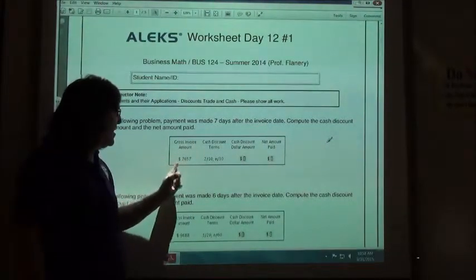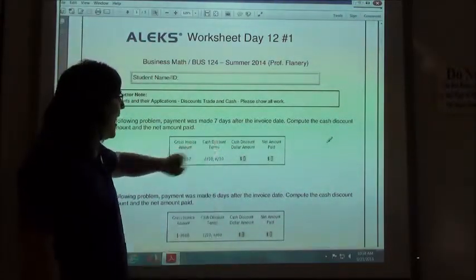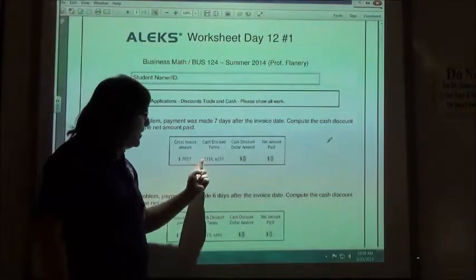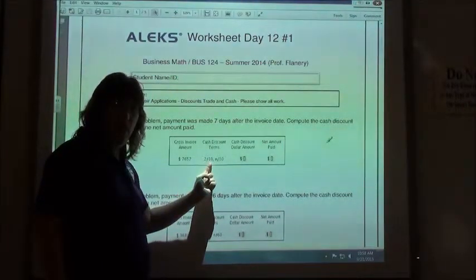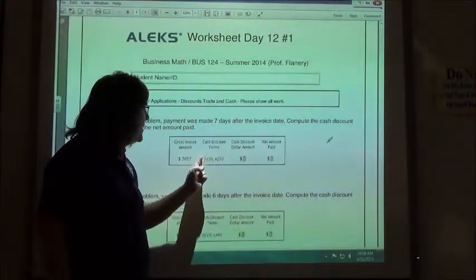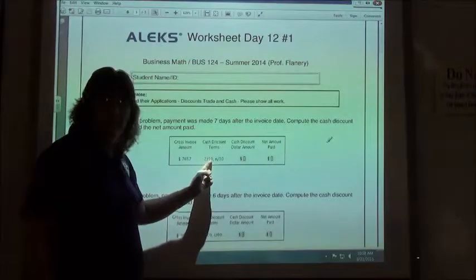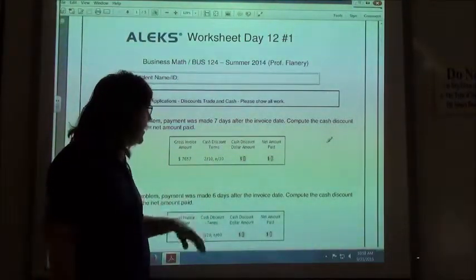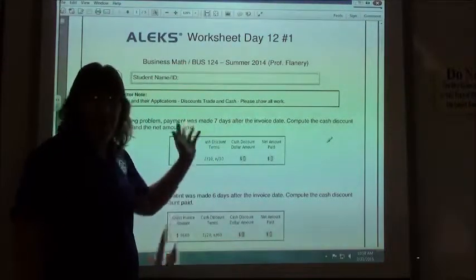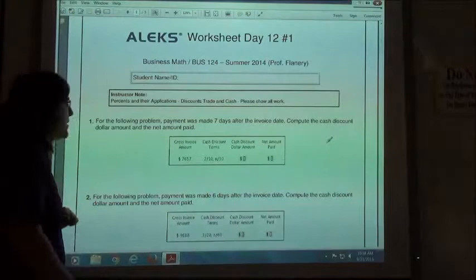So the amount of my invoice was $7,657. The cash terms discount means that I get a 2% discount if I pay it within 10 days. So what this is telling me is they paid it in 7 days, that's within the 10-day period of time, so this person is going to get a 2% discount. If it was more than 10 days, I wouldn't get any discount. But I did pay it within my 10 days, so I'm going to get a 2% discount.